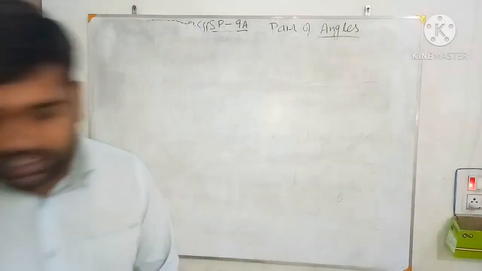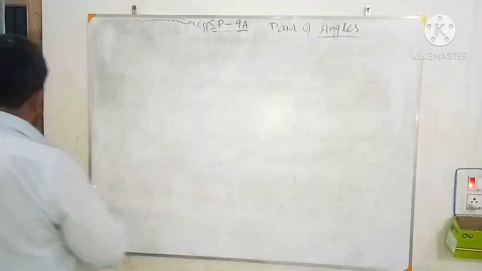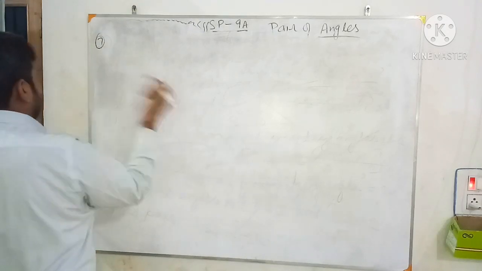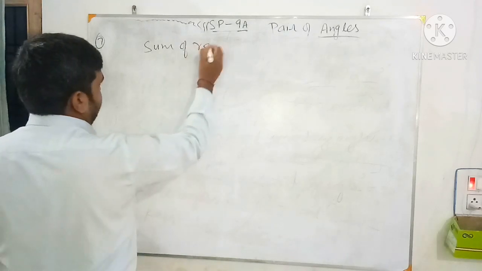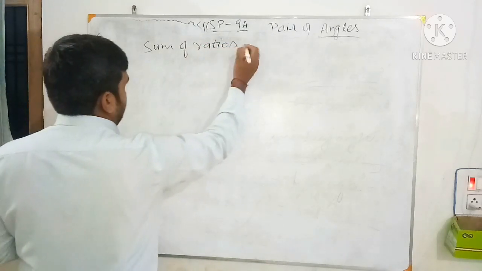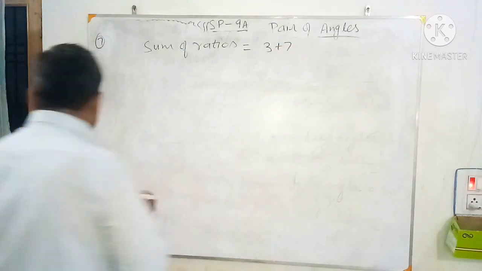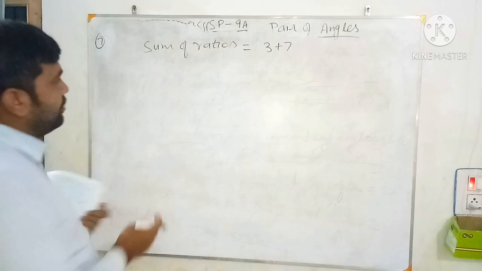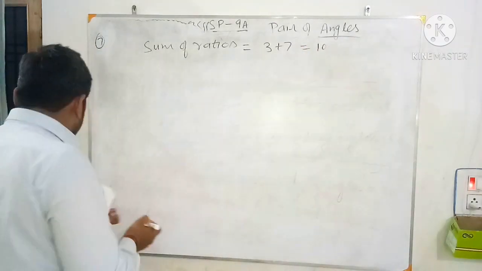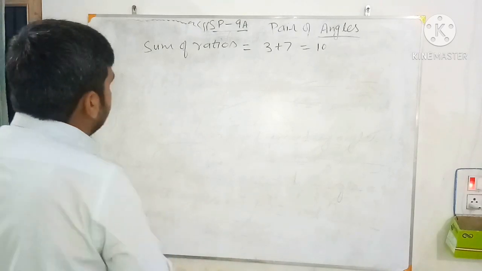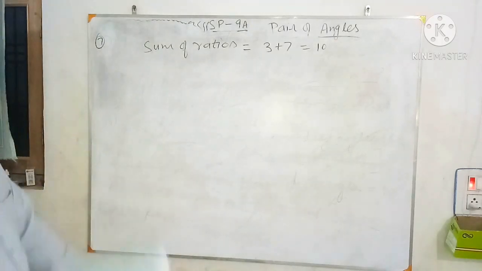Two supplementary angles are given in the ratio 3:7. Find the angles. First, another method we take. First we find the sum of the ratio. The sum of ratios is equal to 3 plus 7. Whatever the given ratio is, 3:7, you find that ratio sum. So 3 plus 7 gives you 10. Now you find the two supplementary angles. The sum of the supplementary angles is 180 degrees.